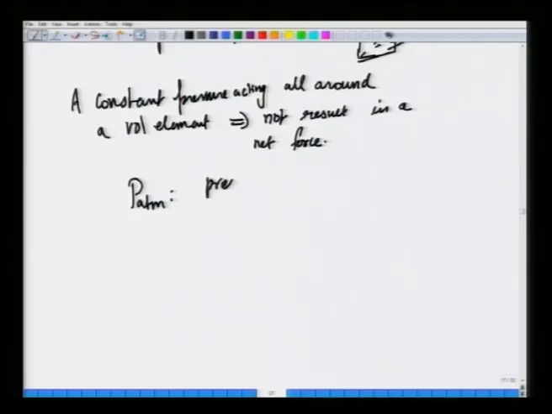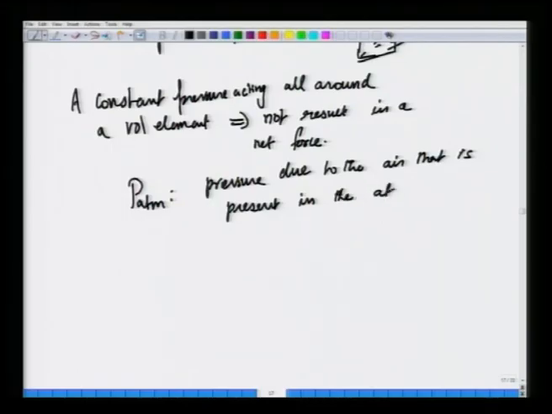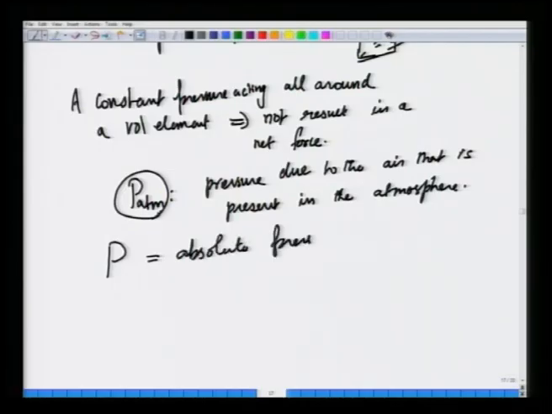This is the pressure due to the air that is present in the atmosphere. It is commonly denoted as P atmosphere. If you measure the pressure P of a fluid, then that is called the absolute pressure. This is the actual pressure that is present in the fluid.